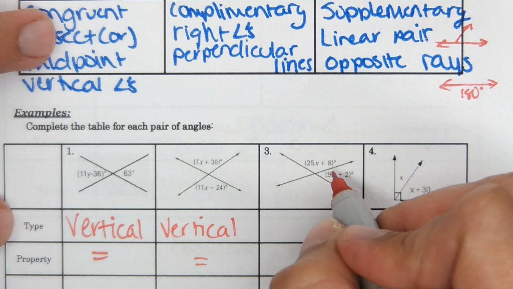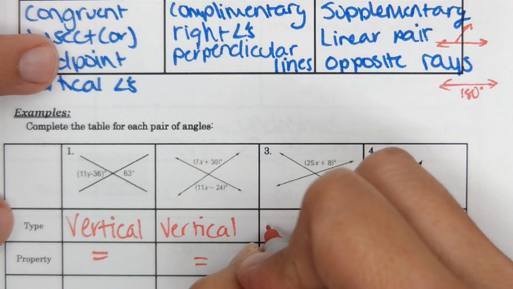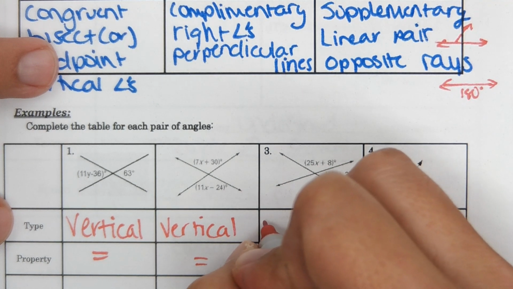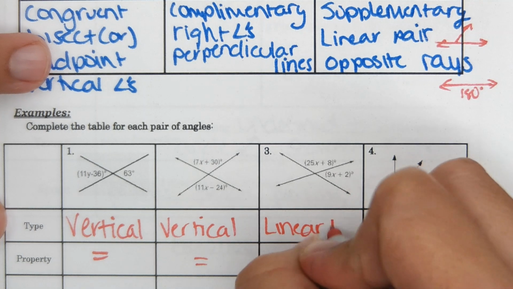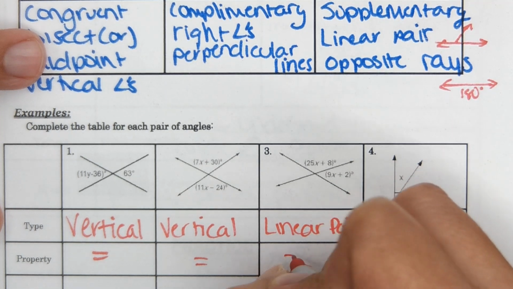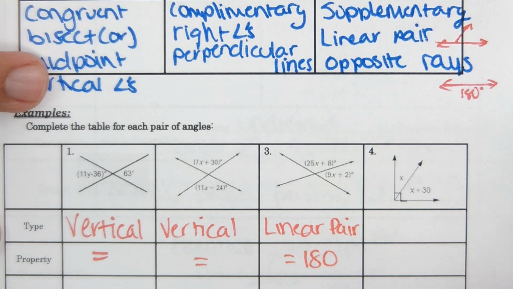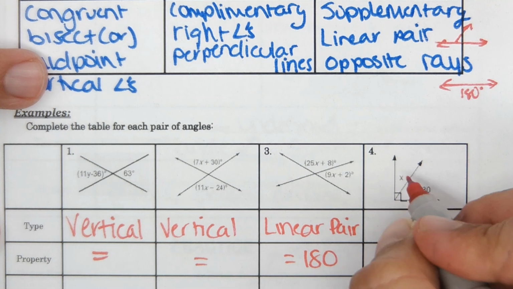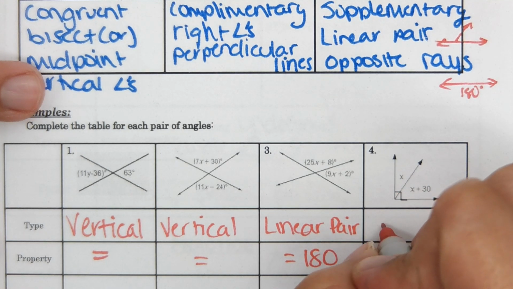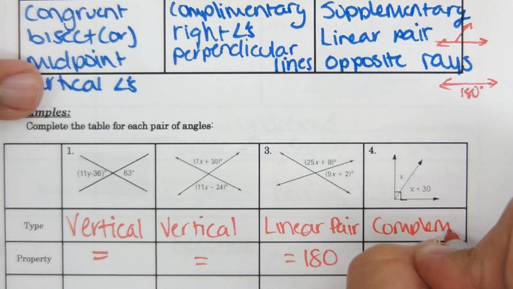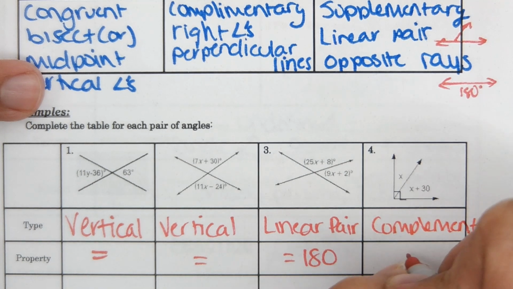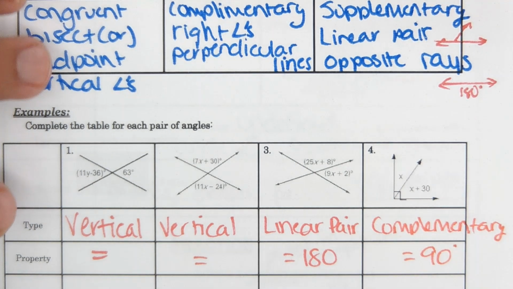Then for number 3, those two angles are supplementary. They're a linear pair, I guess is what I'll write. They're a linear pair and they'll equal 180. And then these two form a right angle. They're going to be complementary. They will equal 90 degrees together.